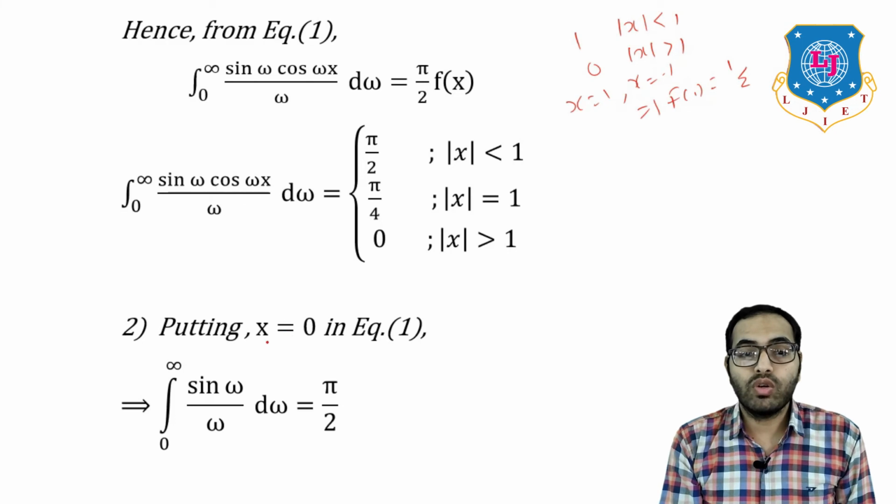Secondly, substituting x equal to 0 in equation number 1, the integral 0 to infinity of sin omega into cos of 0 upon omega d omega is equal to pi by 2 f of 0.